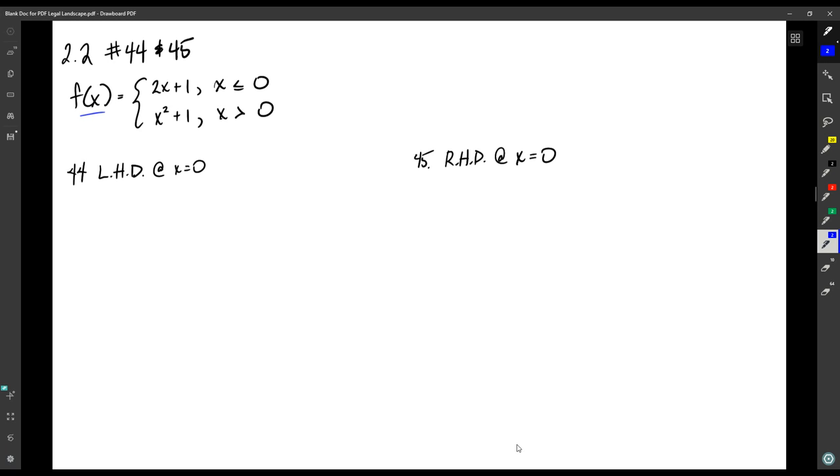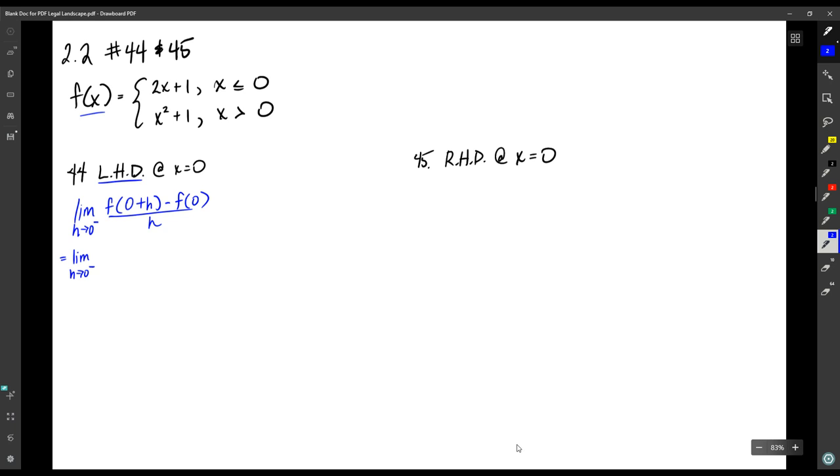Number 44 asks us for the left-hand derivative. That's what we're going to find here first. So we want the left-hand derivative. It's a limit as h approaches 0 from the left of f of our x value 0 plus h minus f of our x value 0, all over h. So now let's plug those into the function and see what we have.